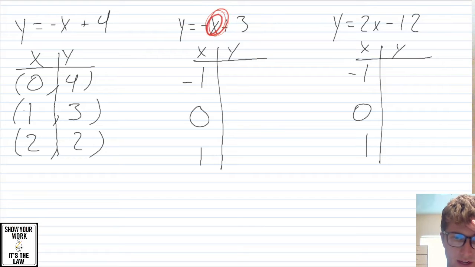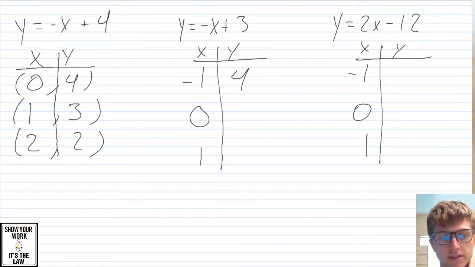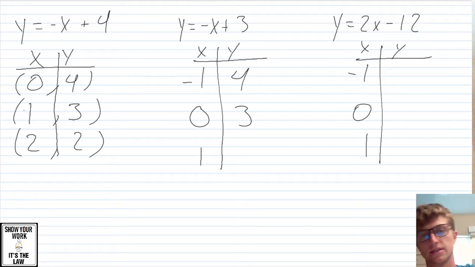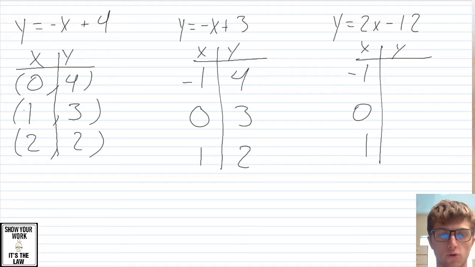Okay, so for this one, let's do our substitution. Replace that x with a negative 1. We have negative 1 times negative. That gives us positive 1. 1 plus 3 is 4. If we plug in a 0, 0 is easy. That goes away because it's 0, and then we just have 3. And then if we have 1, we have negative x. That becomes negative 1 plus 1 gives us 2. Once again, our ordered pairs would be (-1, 4), (0, 3), (1, 2).